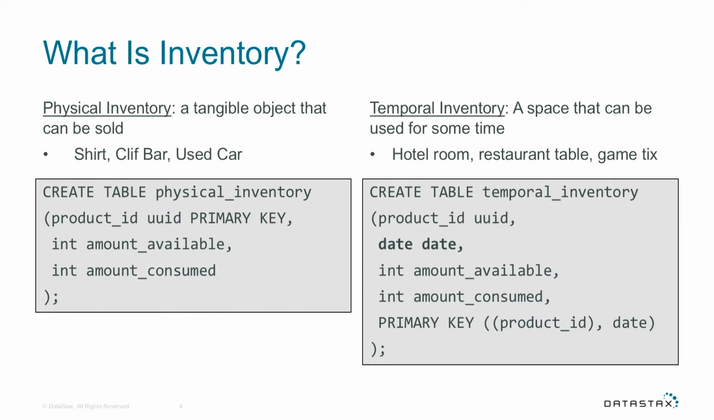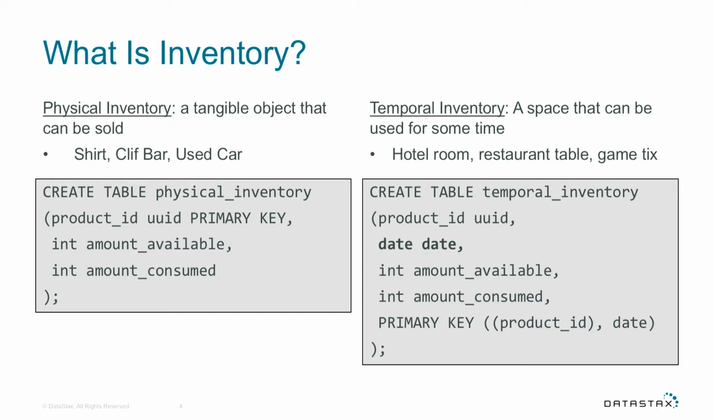Looking at an example CQL schema for temporal inventory, I've kept these same elements from physical inventory, but now I've added a time element. In this case, it's a date. You'll also notice that I've added the date as a clustering key. Similar to the physical inventory table, our temporal inventory has a partition for each product, but the temporal inventory table uses a wide row design, so the inventory for all dates of that product are stored together.